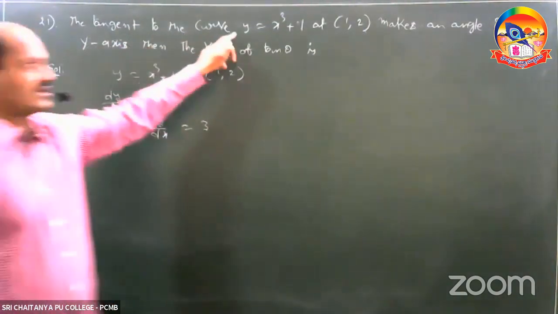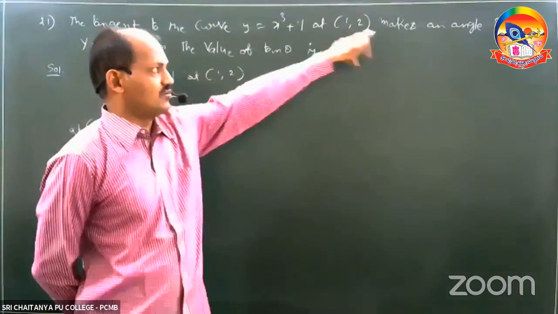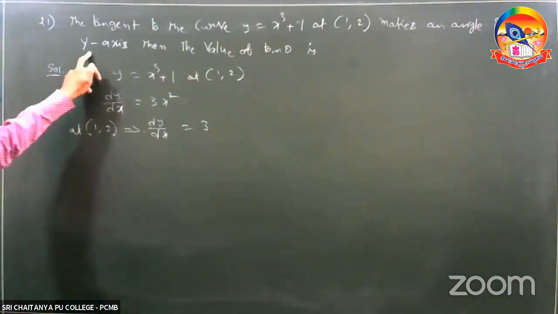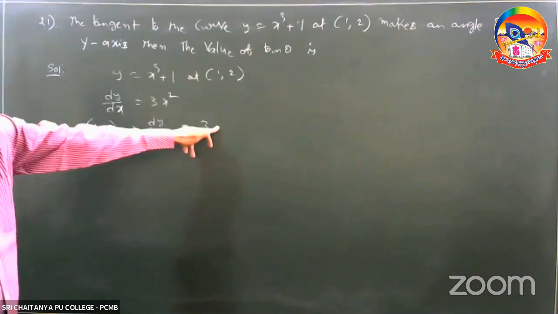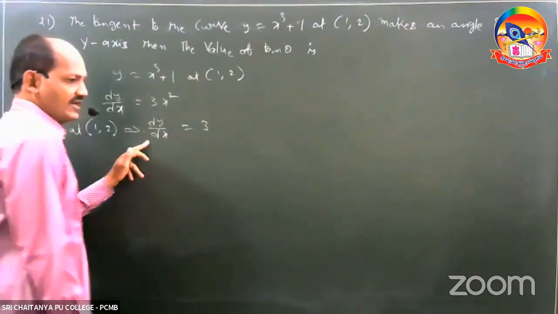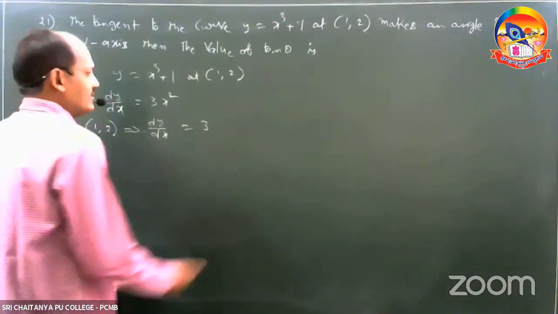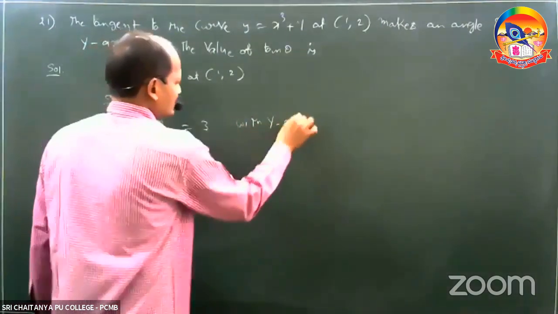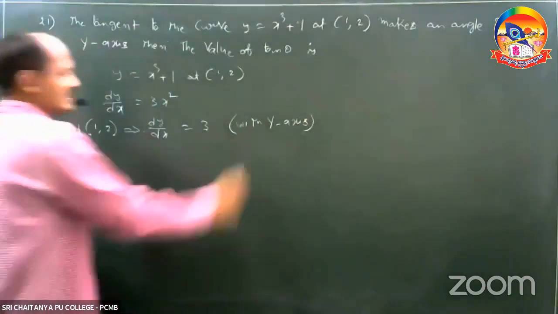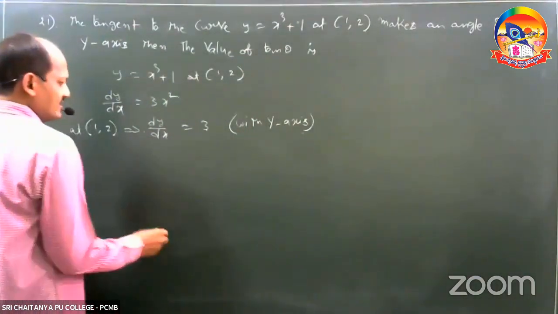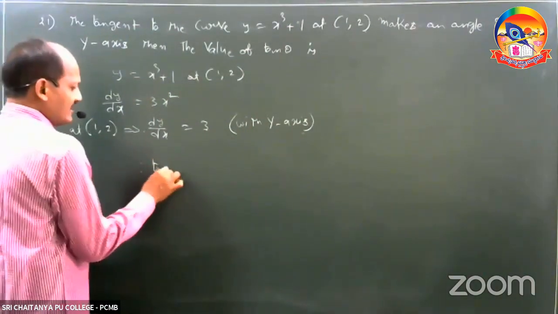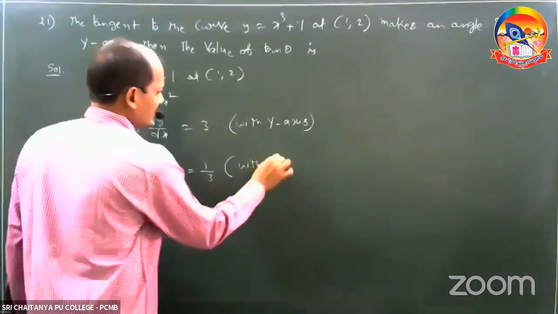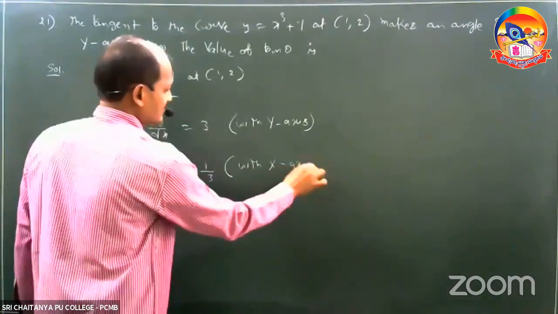The tangent to the curve at 1 comma 2 makes an angle theta with the y-axis. The slope is dy by dx. With the y-axis, it is 1 by 3. Therefore, tan theta is equal to 1 by 3. That would be with the x-axis.